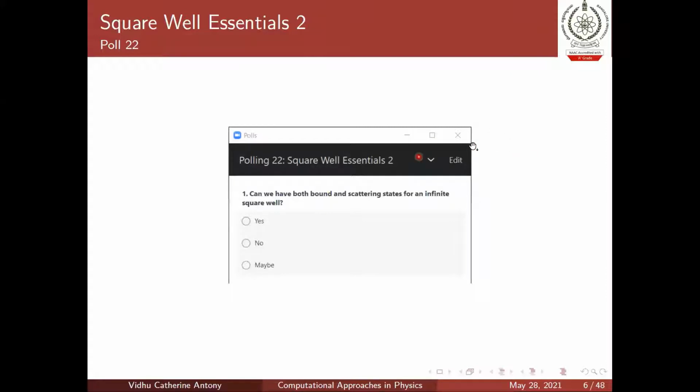It's almost like 50-50. Can we have both bound as well as scattering states for an infinite square well? When you're talking about an infinite square well, what are you saying? The well that you have has infinite depth. So how can you come out of the well? How can your particle come out of the well? That's a question you're supposed to be asking when you have an infinite square well.